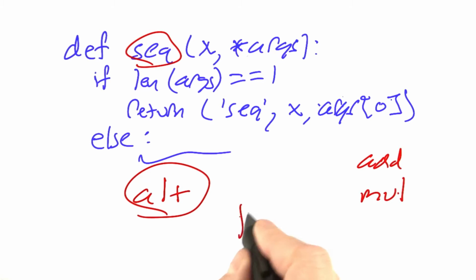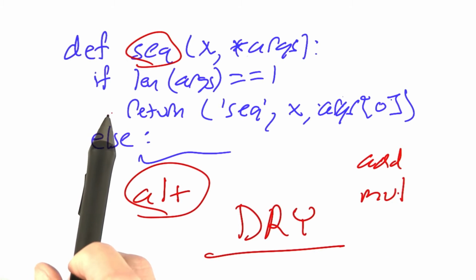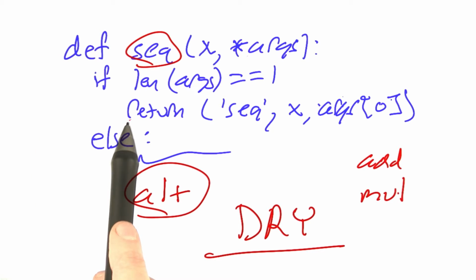So that seems to violate the don't repeat yourself principle. I'm making the same changes over and over again. It's more work for me. There's a possibility of introducing bugs. Is there a better way?